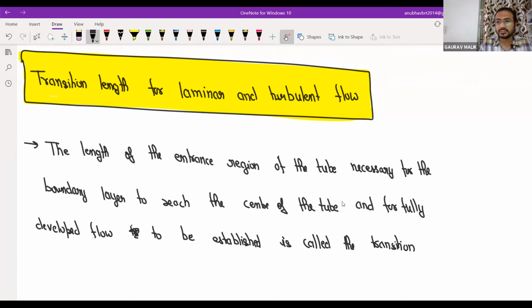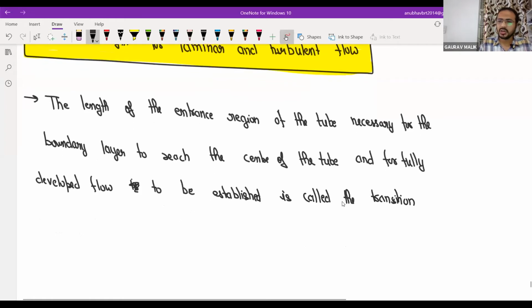Based on this small concept, in GATE 2019 a 2 marks question was asked on the transition length. The length of the entrance region of the tube necessary for the boundary layer to reach the center of the tube and for fully developed flow to be established is called the transition length.